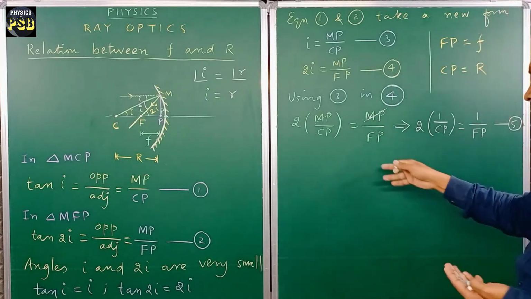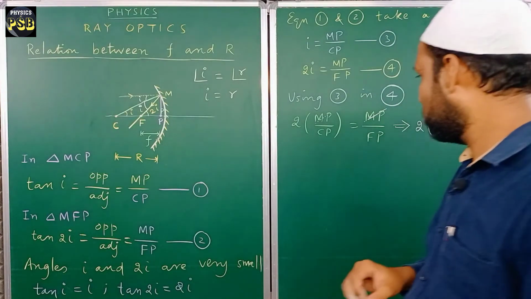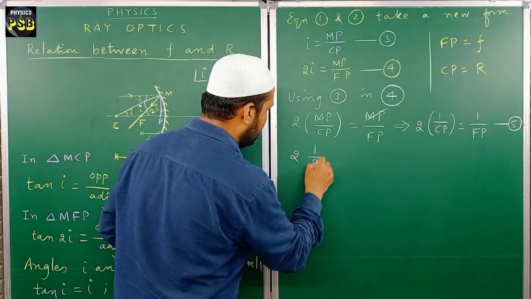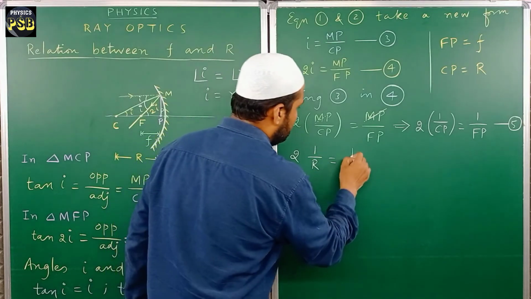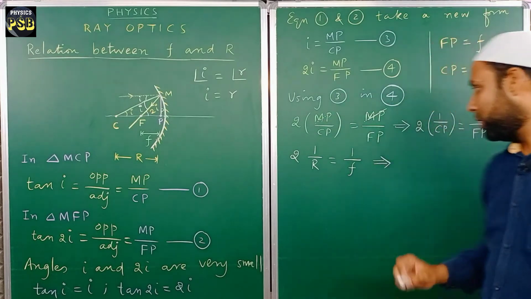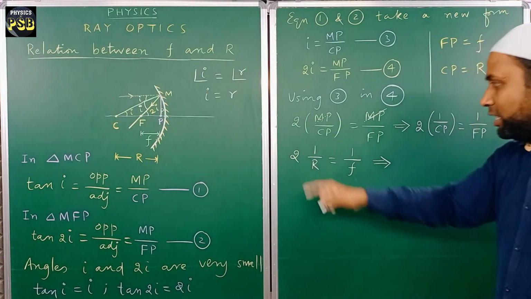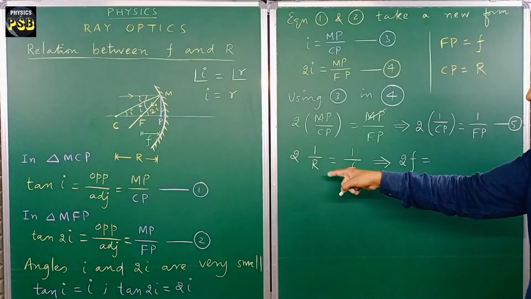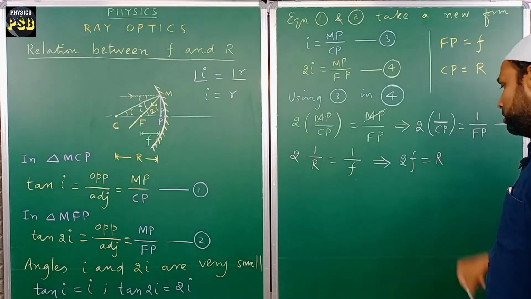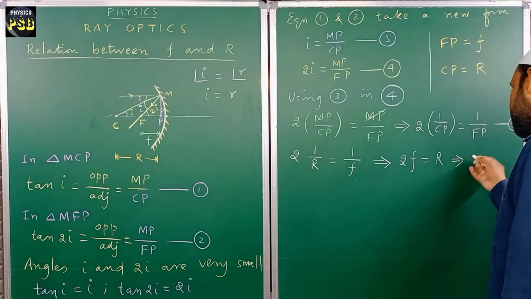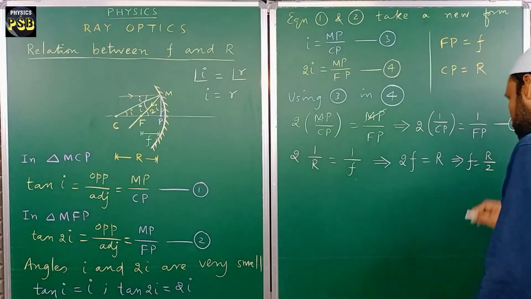I am going to use these things here in equation number 5. So equation number 5 takes a new form. So 2, in the place of CP I write capital R, in the place of FP I write small f. Now I am going to cross multiply this. f is in the denominator, and when taken to the other side, it will go to the numerator. So it will become 2f. And R, which is in the denominator, when taken to the other side, will move to the numerator. So we get a new relation, according to which 2f equals R. This can be written as f equals R upon 2.